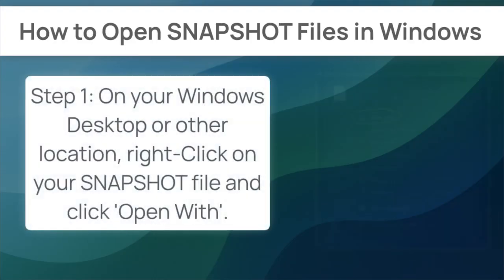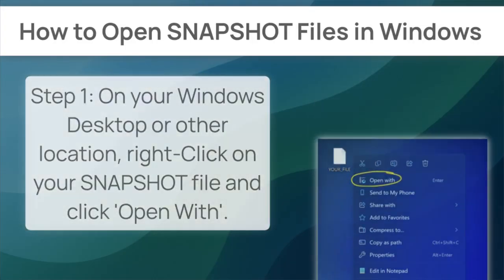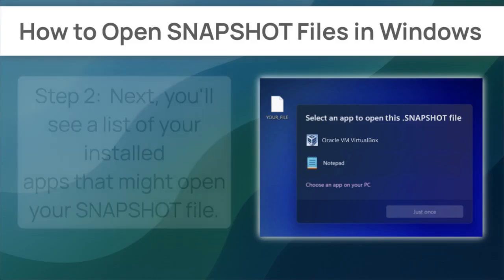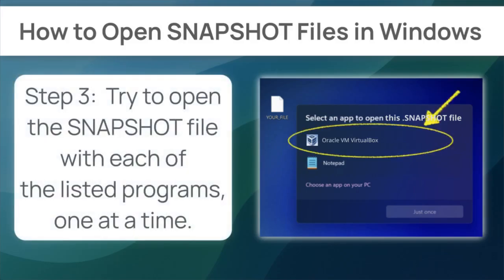Let's utilize the list of installed programs to find the match. Right-click your snapshot file, then click Open with. Test Oracle VM VirtualBox if you see it. If it fails, select the next program in sequence.